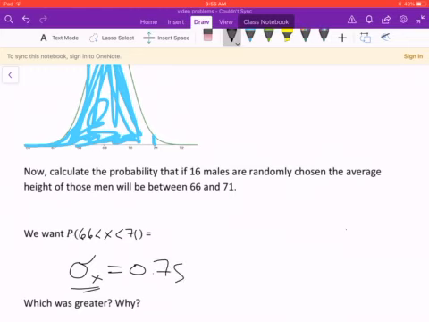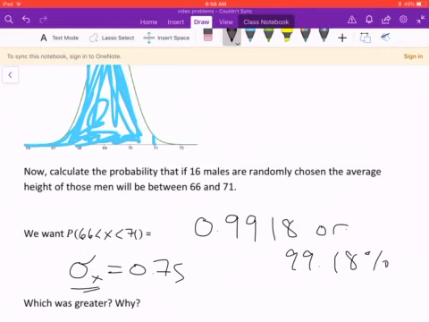We're going to go to in-between. The A is going to stay the same at 66. The B is going to be 71. The mean is going to be 69.2, but this time I'm going to change that standard deviation to 0.75. And this time, I get something pretty different. The area that's shaded, or the probability that 16 people will have a height between those values, is 0.9918, or a 99.18% chance that the average.